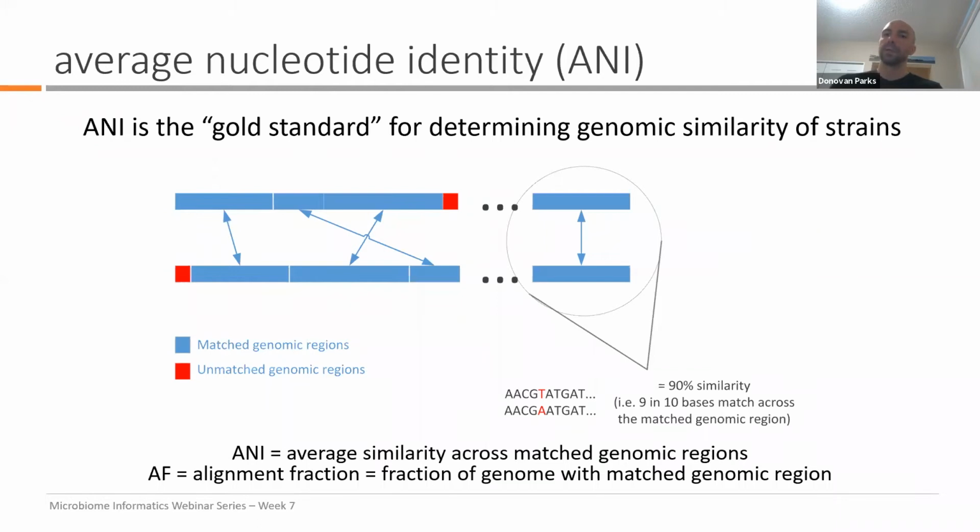Now there's a related concept called alignment fraction, which is simply the length of your genome. So that's all this section here. But it's all the matched regions, so taking all the blue regions here and dividing that by the total length of your genome. So it's just how much of your genome can you align to the other genome.